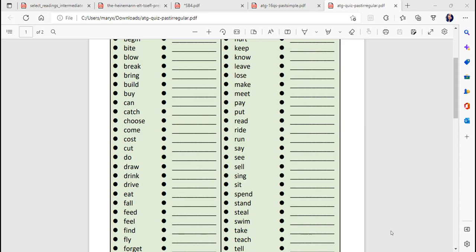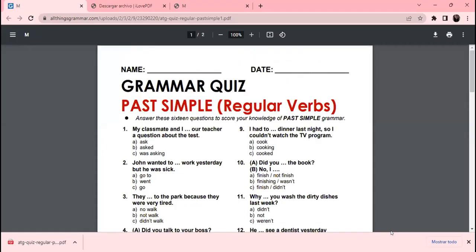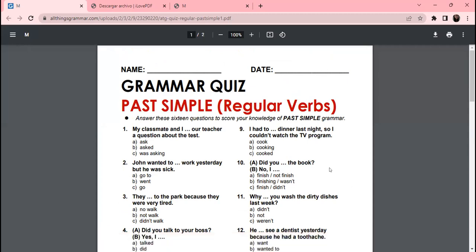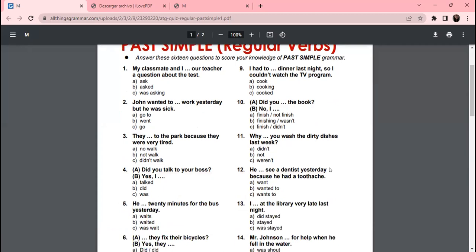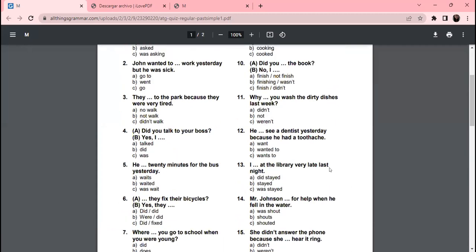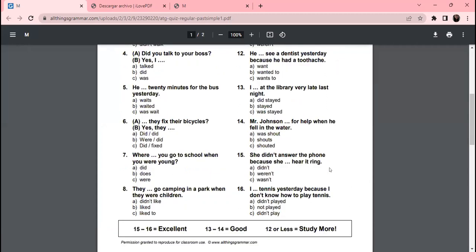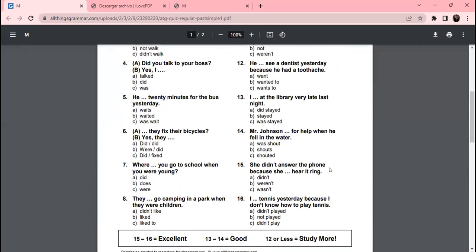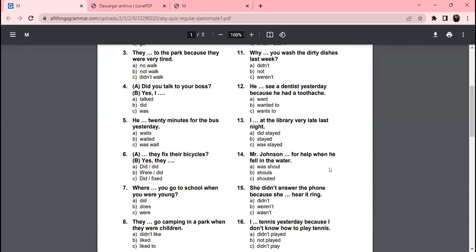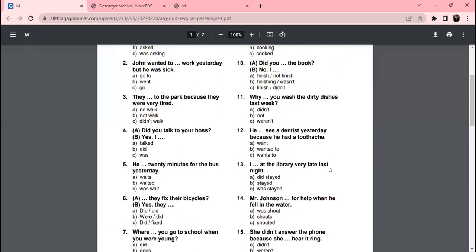Okay, I want you to look at this picture right now, please. We're gonna work right now on this. Can you see my computer? Yes, miss. Very good. So what are we gonna do here? It says past simple, regular verbs, right? We're gonna see different options there and we're going to check them out. This is supposed to be like the average that you should have. It's very simple. We just need to select what is the best option.